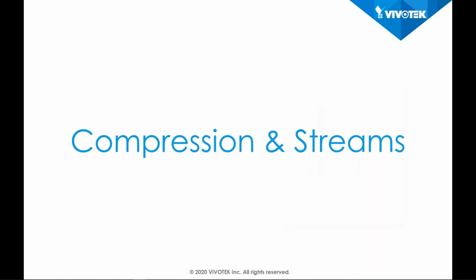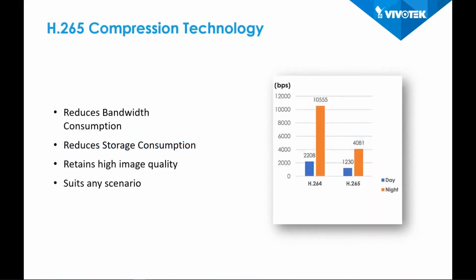Compression and streams. H.265 compression is available on our 9000 series cameras. So remember, if you see an FD9, IB9, FE9, these cameras have H.265 technology. With this technology, you get better video quality with lower bandwidth.